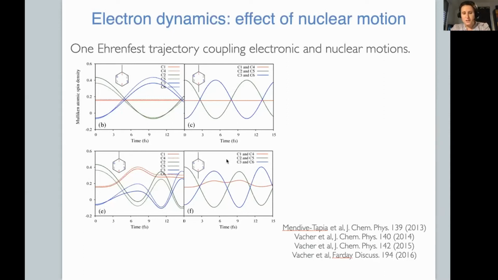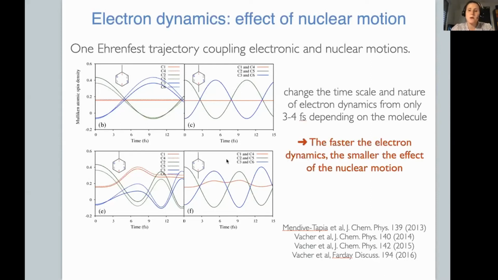And we looked at the effect of nuclear motion in a number of molecules, and the rule, I think, that we can extract from our studies is that the faster the electron dynamics, the smaller the effect of the nuclear motion. And that makes sense because the faster the electron dynamics, the larger the energy gap is, and therefore the further away you are from a region of non-adiabaticity, therefore the smaller the coupling is between electronic and nuclear degrees of freedom.